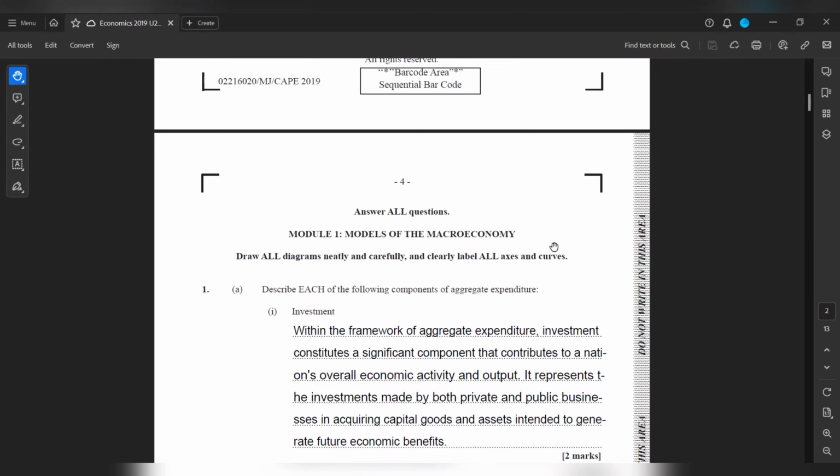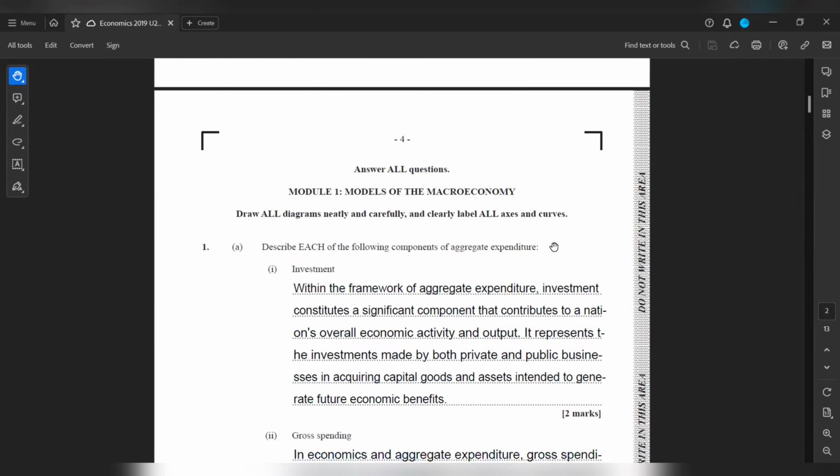Within the framework of aggregate expenditure, investment constitutes a significant component that contributes to a nation's overall economic activity and output. It represents the investments made by both private and public businesses in acquiring capital goods and assets intended to generate future economic benefits. Gross spending.